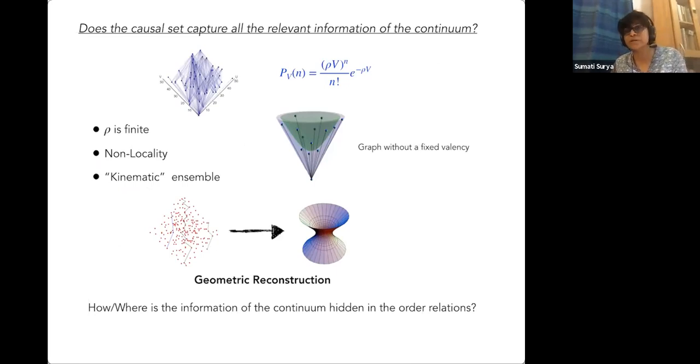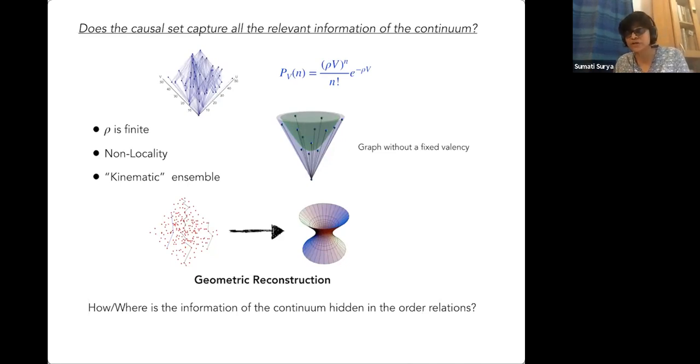So one question that you would want to ask is, does the causal set capture enough information about the space-time? Because you've discretized the space-time, so you've gotten rid of a lot of information. We don't look for continuum limits really, except to check with things. The density of sprinkling is always finite.